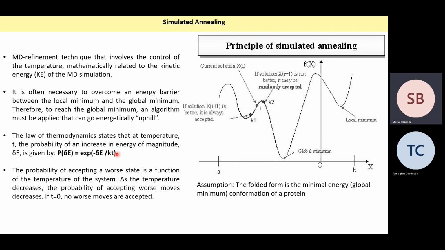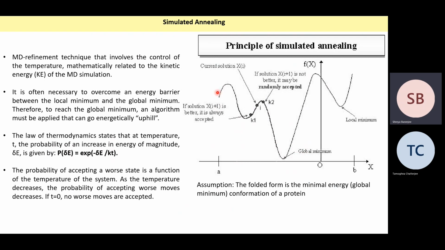So at lower temperatures, the probability of going to higher energy reduces till finally you reach a low enough temperature where it cannot go to any lower energies, and that is how the global minimum is found. So one thing you are assuming here is that the folded protein is the global minimum energy conformation.